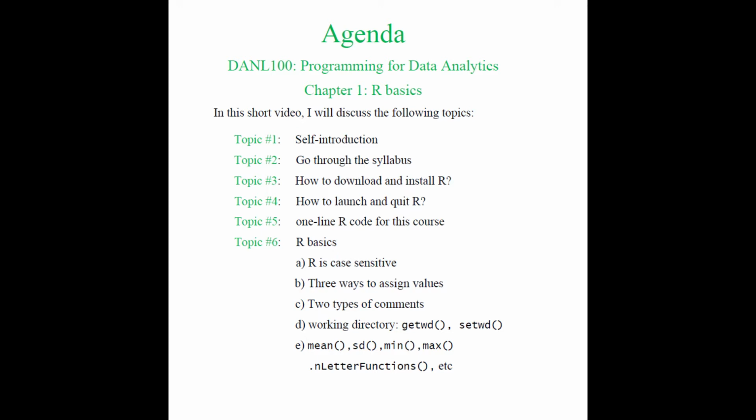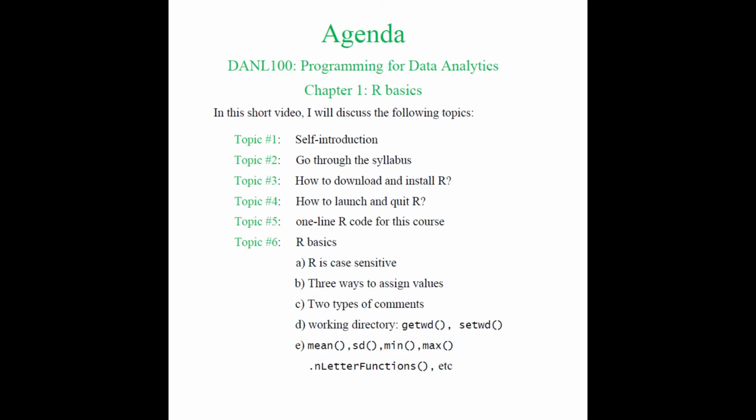Topic number 1, a quick self-introduction. Topic number 2, I'll go through the syllabus. Topic number 3, where to download and find R software. R is open source software. Download and install R. Topic number 4, how to launch and quit R. Topic number 5, one-line R code for this course.